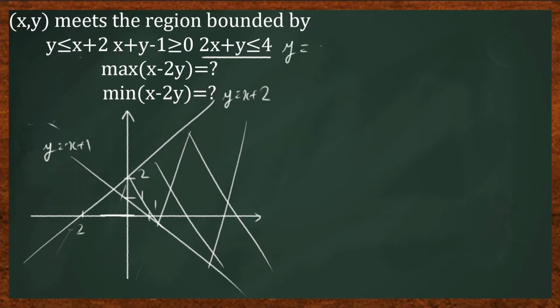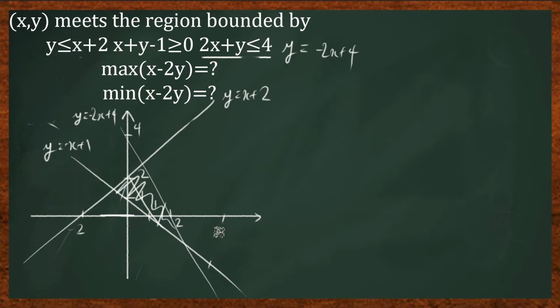And finally, let's do that for the third inequality. We draw it and put in some numbers, and if that's true, that region is true. Therefore, the region that we have to find is this. So, (x, y) meets the region bounded by this triangle.